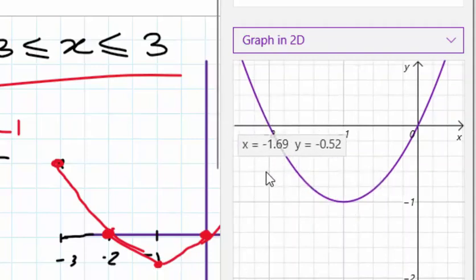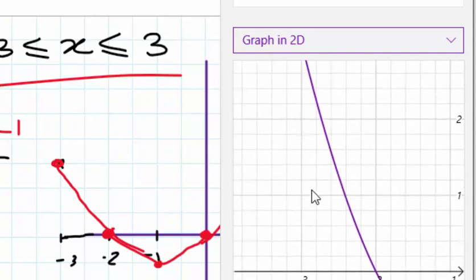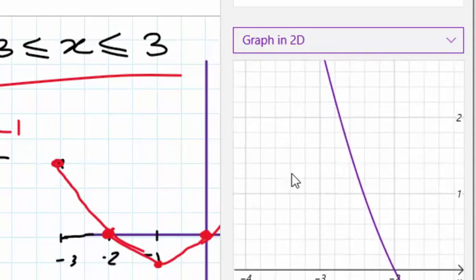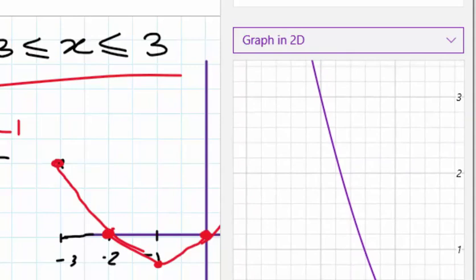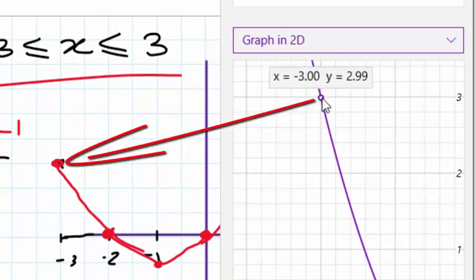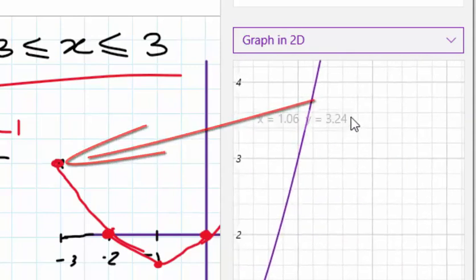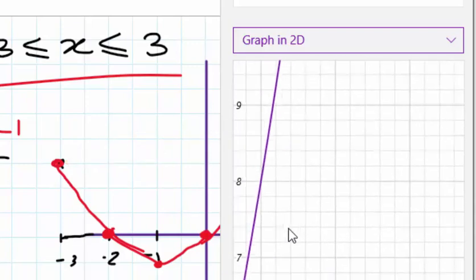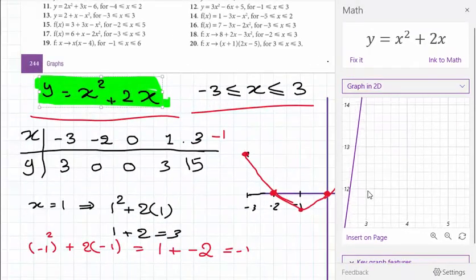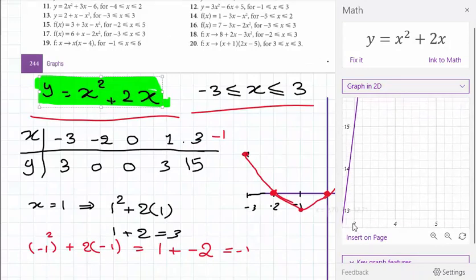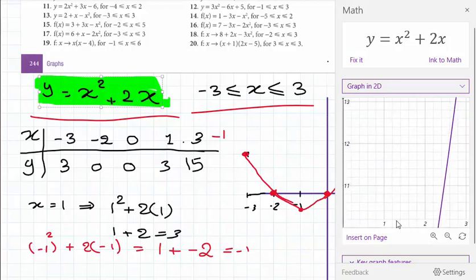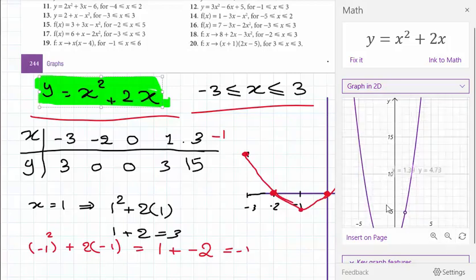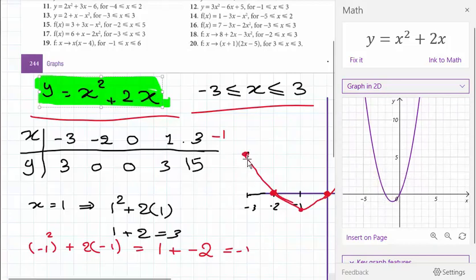Then -2, 0. Then we have -3, -3 and 3. Look, this is -3, 3. And on the other side, we have 15 opposite 3. Here is 3 on the x-axis, and here is 15 on the y. So our graph is correct. Try to join the points with smooth curves to make something similar to this one.